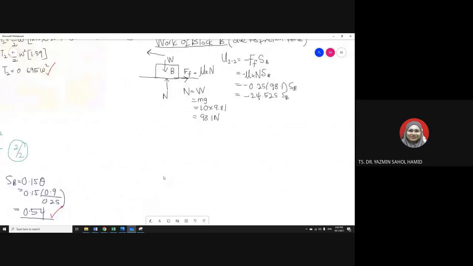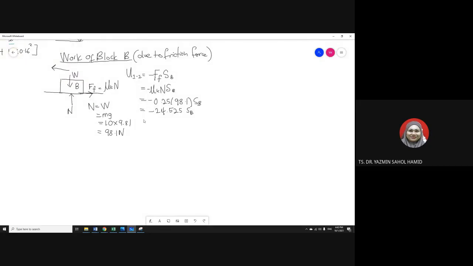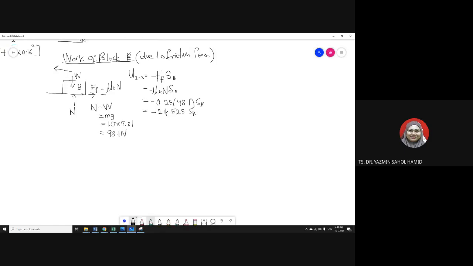Okay, let's go back here. All right. So negative 24.525 multiplied by 0.54. What is the answer? We get negative 13.2435 joule. Okay, all right.